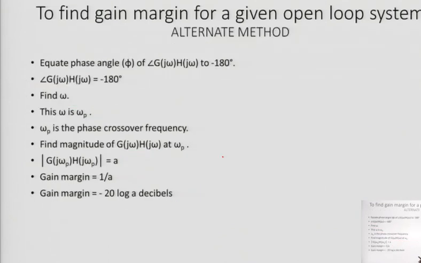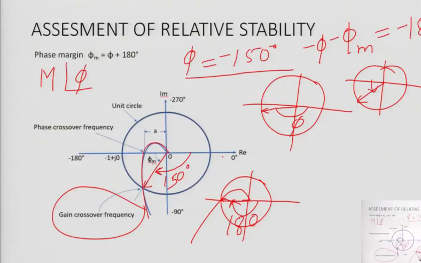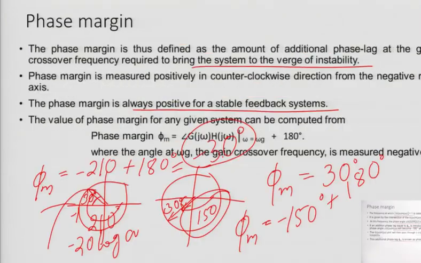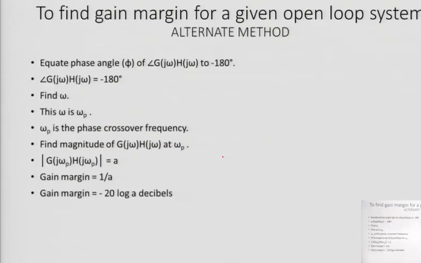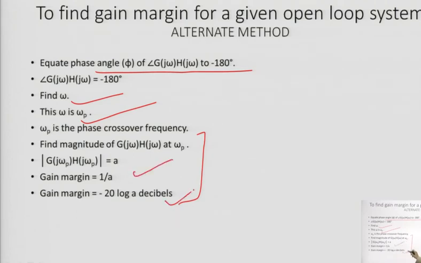An alternate method is, we can see that when the plot crosses the minus 180 degree axis, at that time the imaginary part is 0, it is having only a real value. So, the alternate method is, equate the phase angle of G(jω)H(jω) to minus 180 degrees, find omega, and that omega is the phase crossover frequency, and then find the magnitude at the phase crossover frequency. Gain margin is 1 by A and gain margin is minus 20 log A in decibels.